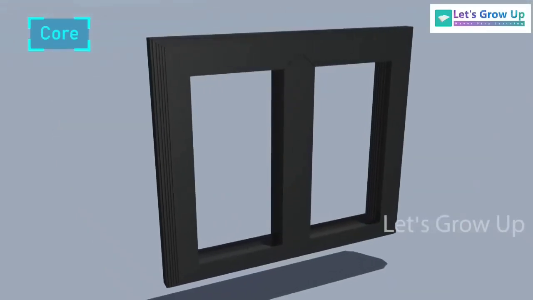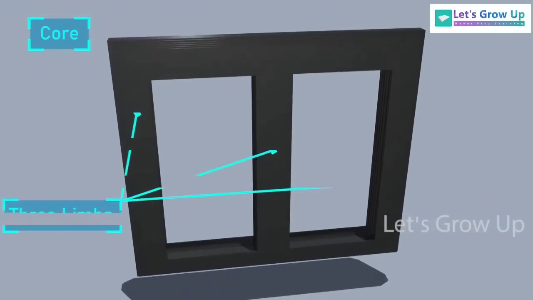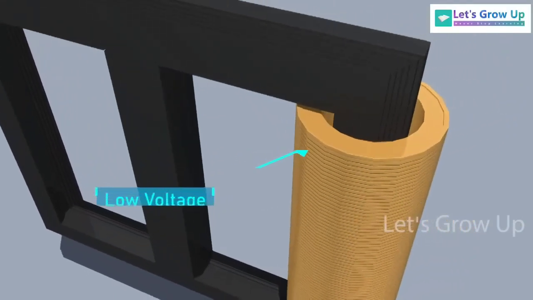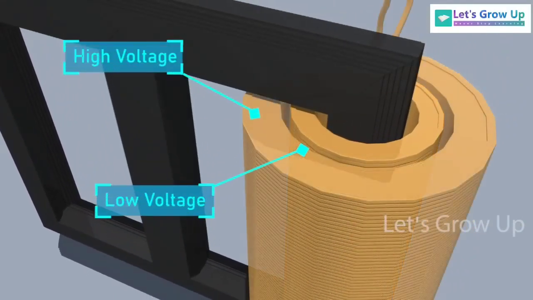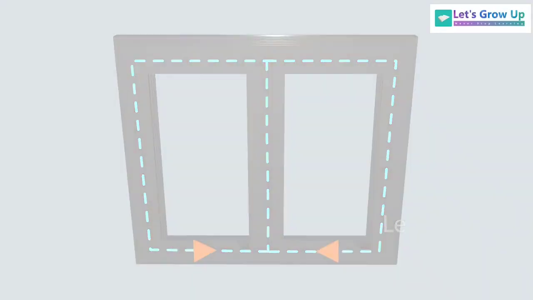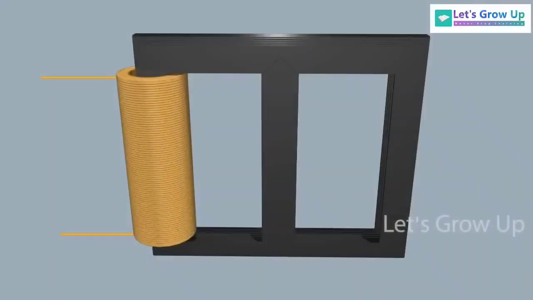The core of the three-phase transformer consists of three limbs in the same plane, and each limb carries both low voltage (LV) winding and high voltage (HV) winding. The core provides a magnetic path for flux around the core. The first winding is also known as a coil.